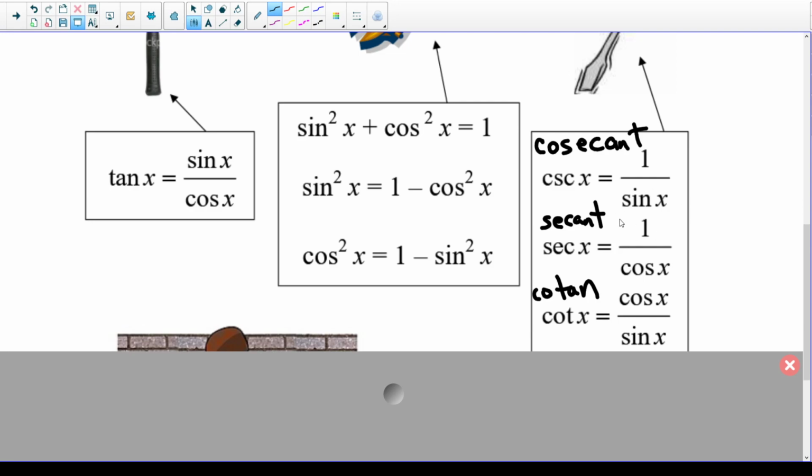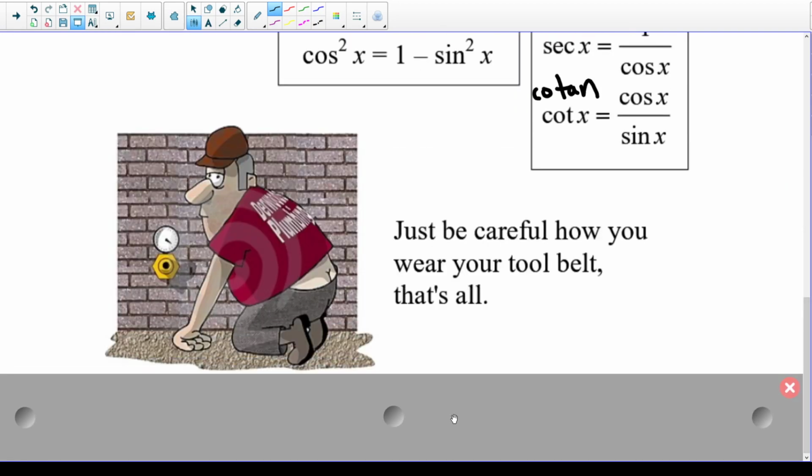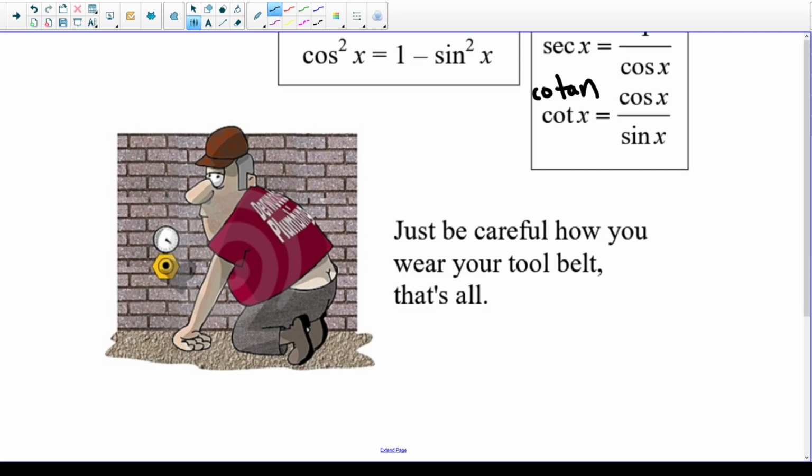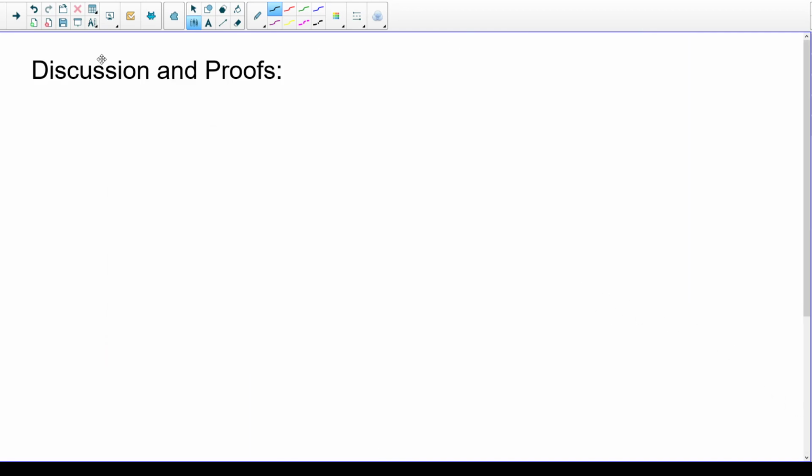All right. And the way that I was taught to remember what word goes with which ratio is that for every primary trig ratio, you have a co-trig ratio. So the reciprocal of sine x is cosecant because it has to have a co-word to go with it. Cosine already has a co-word, so its reciprocal is secant, and tangent needs a co, so cotangent is tangent's reciprocal function. So just be careful how you wear your tool belt. Okay, so let's discuss some of these things. I would like to show you some of the proofs.